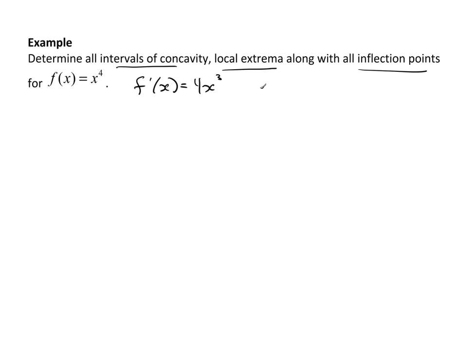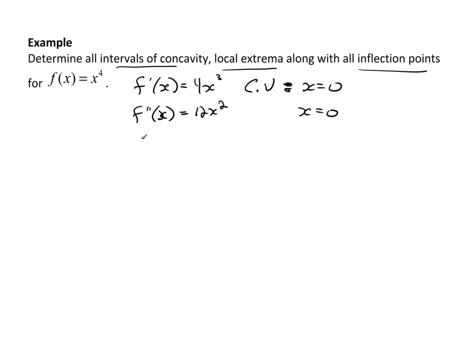Set this equal to 0, and you see that the only critical value is, in fact, when x is equal to 0. Now, I'm looking for inflection points, so I want to take the second derivative. The second derivative is going to be 12x squared. And again, where is this equal to 0? This only happens, once again, when x equals 0. So what we have is 0 as a critical value for the first derivative and also as a candidate for an inflection point based on the second derivative.